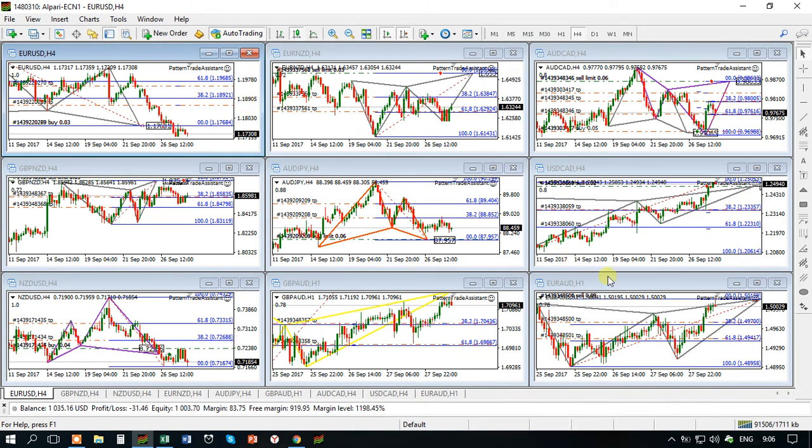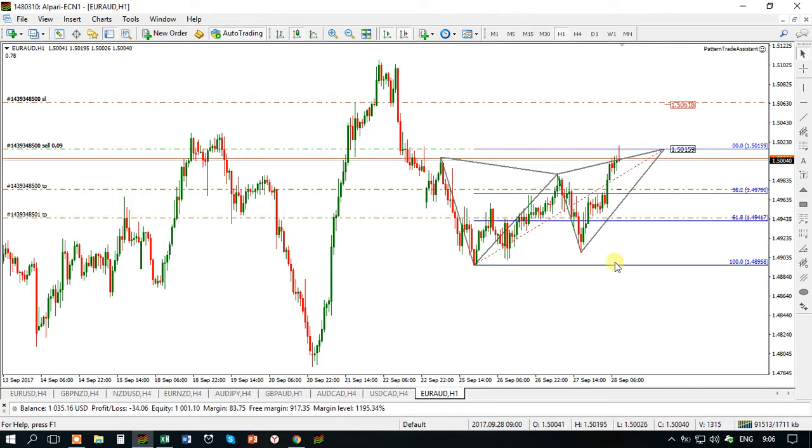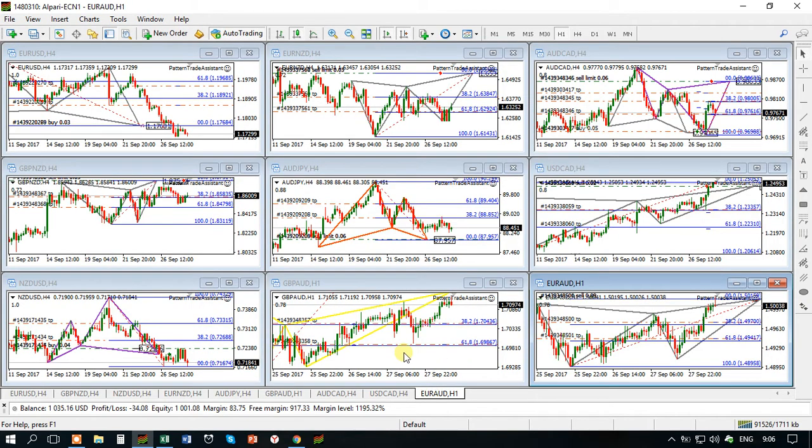Look at this. Euro Aussie seems to me to be a touch and reverse trading opportunity. Okay, I just deviated, I was watching this, what I was talking about.